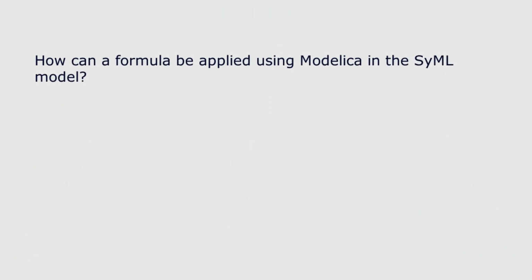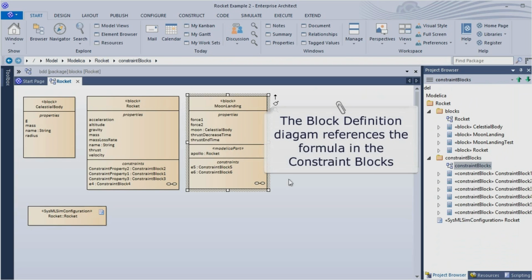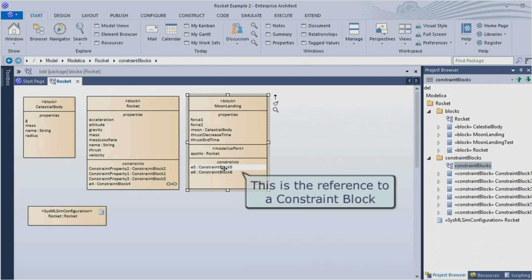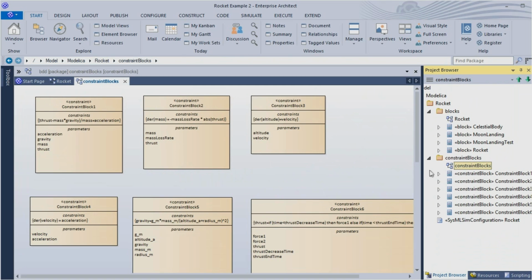So let's take a brief look at the moon landing parametric model to see how all this is done in Enterprise Architect, and how we can take the formulas that I've just shown on screen and apply them in our SysML model. The block definition diagram references the formula in the constraint blocks. This is a reference to a constraint block, so we can view the constraint to see what it looks like.